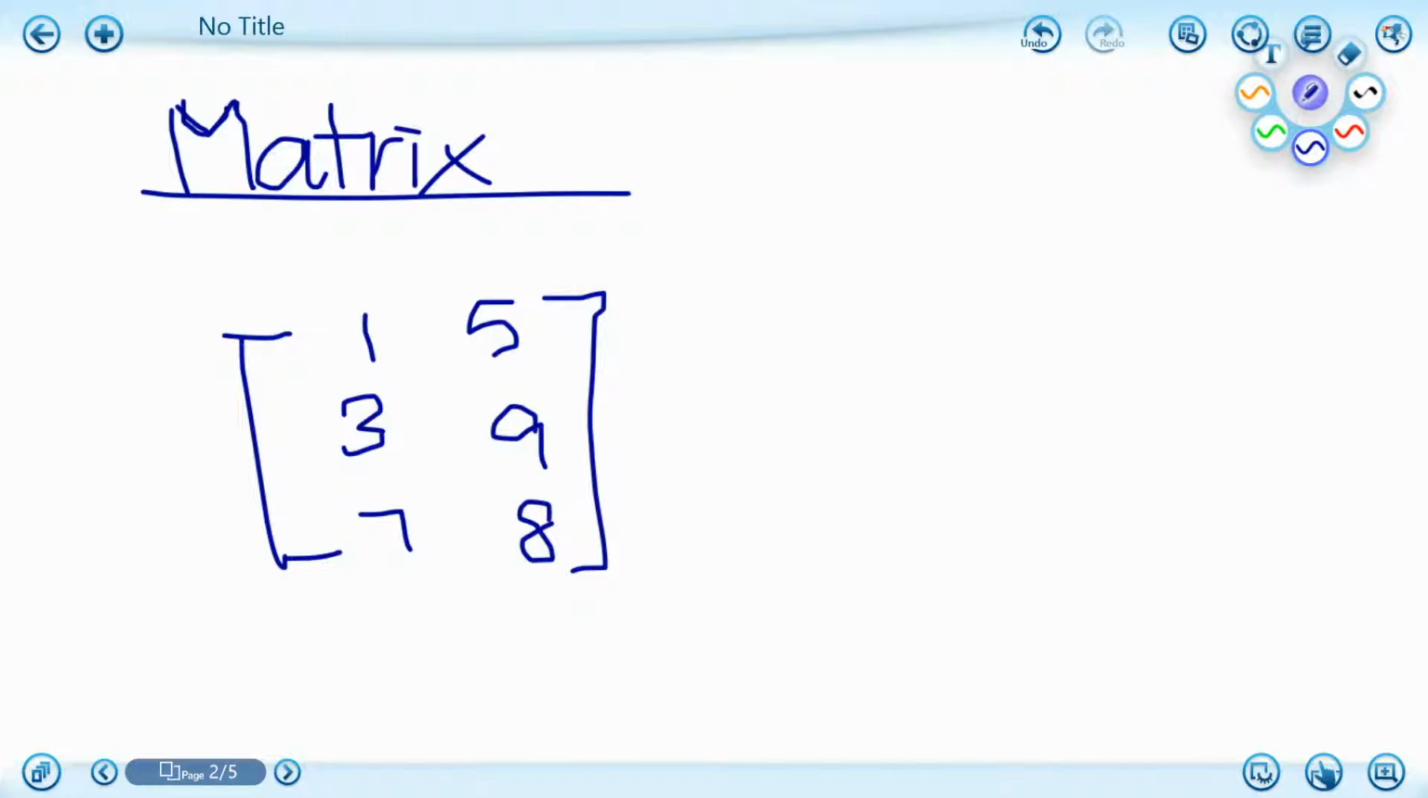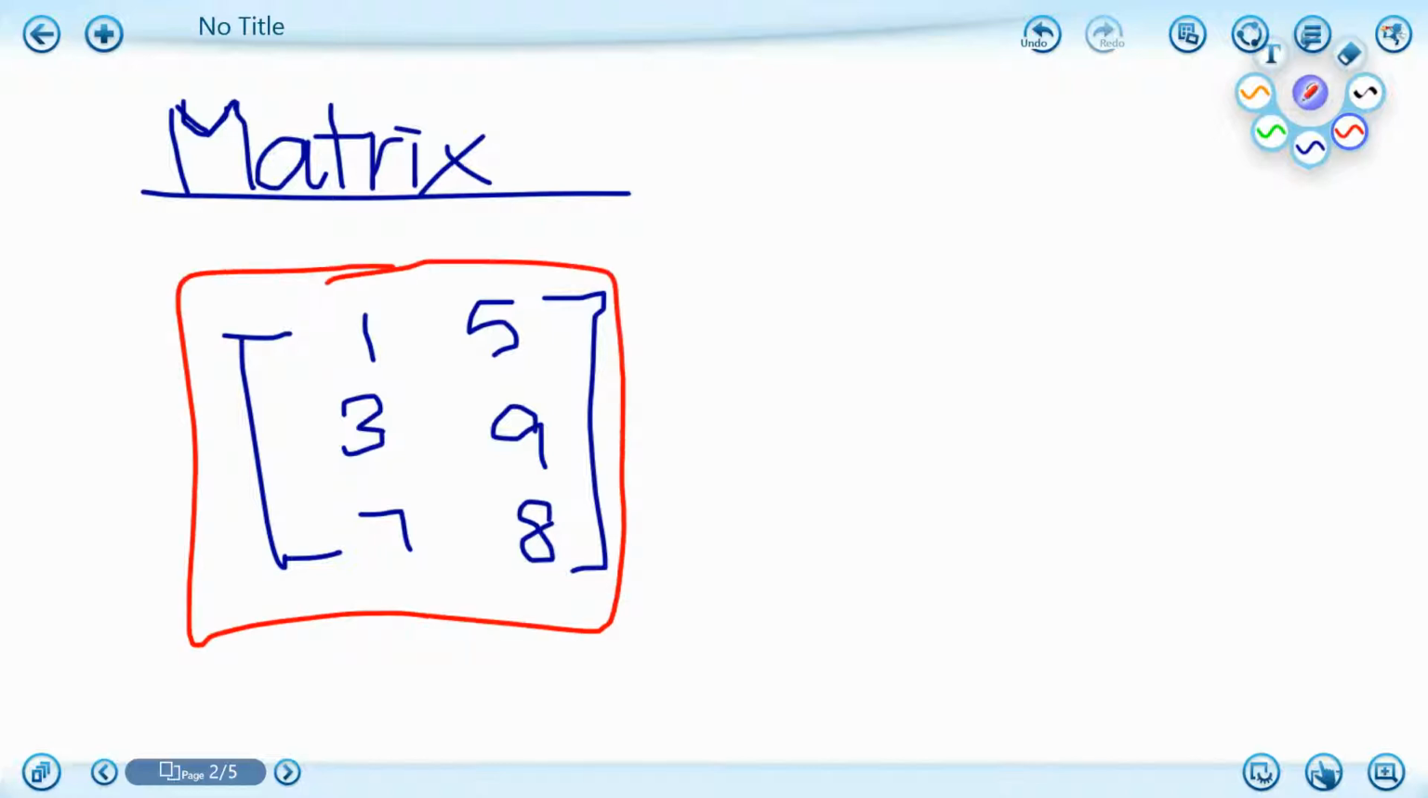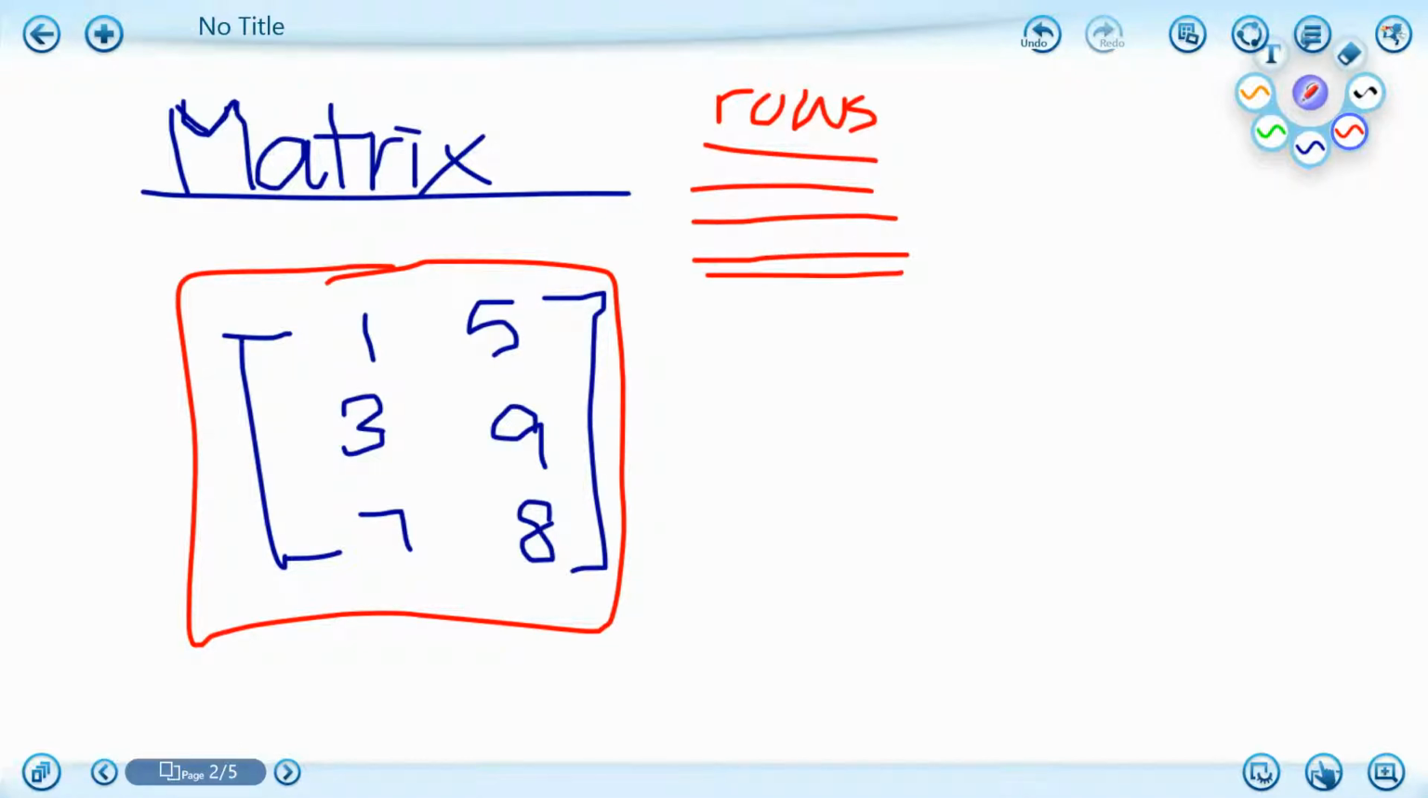Hey guys, today we talked about matrices. Now matrices look somewhat like this, what you see on the screen right here. So what we have is a list of numbers with rows, which goes down the row just like this, and columns which goes to the side, just like this.